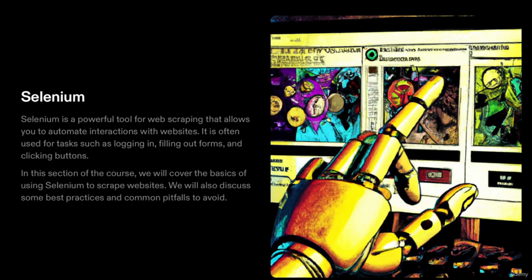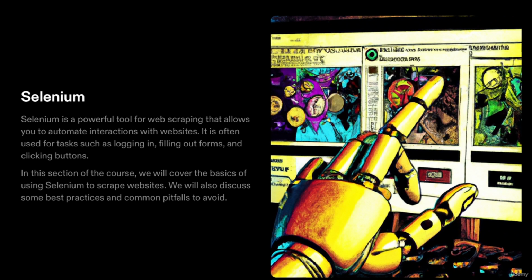Now, the next technology, Selenium, is a powerful tool for web scraping and allows you to automate interactions with websites. It is often used for tasks such as logging in, filling out forms, and clicking buttons. Essentially, it mimics user interactions. So this section of the course will cover the basics of using Selenium to scrape websites, and we'll also discuss some of the best practices and common pitfalls to avoid.